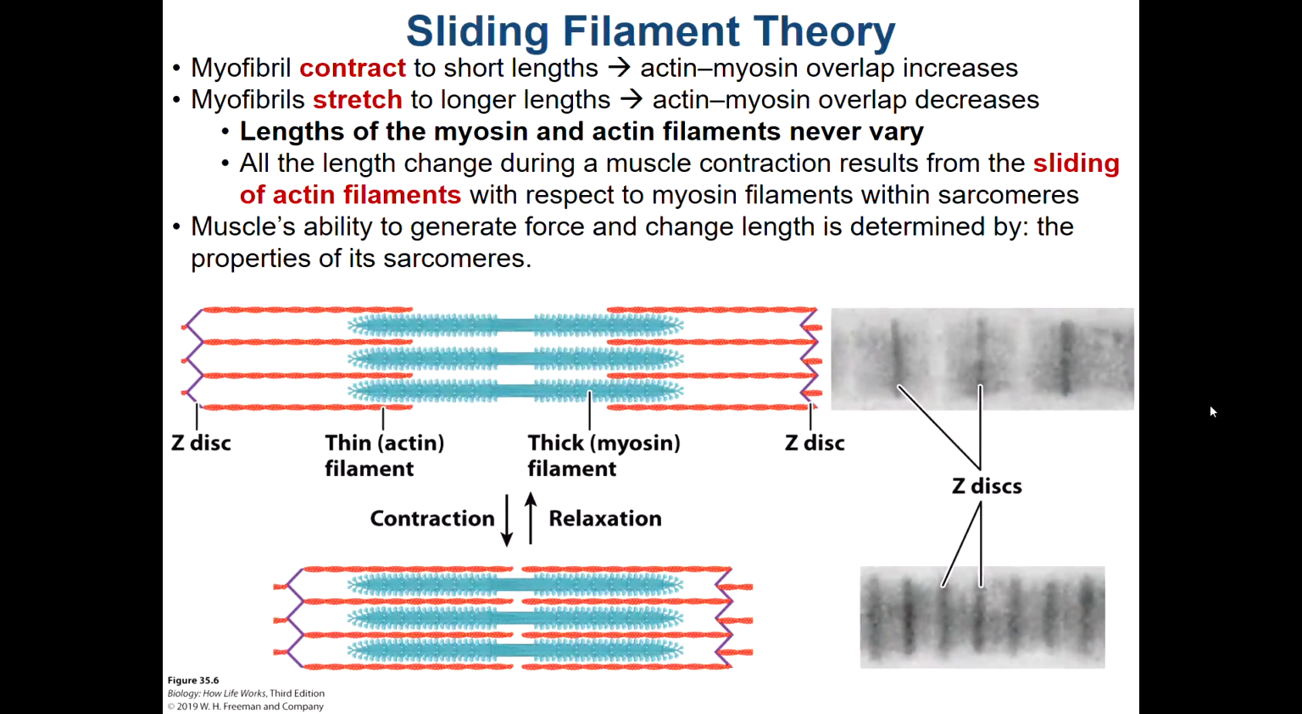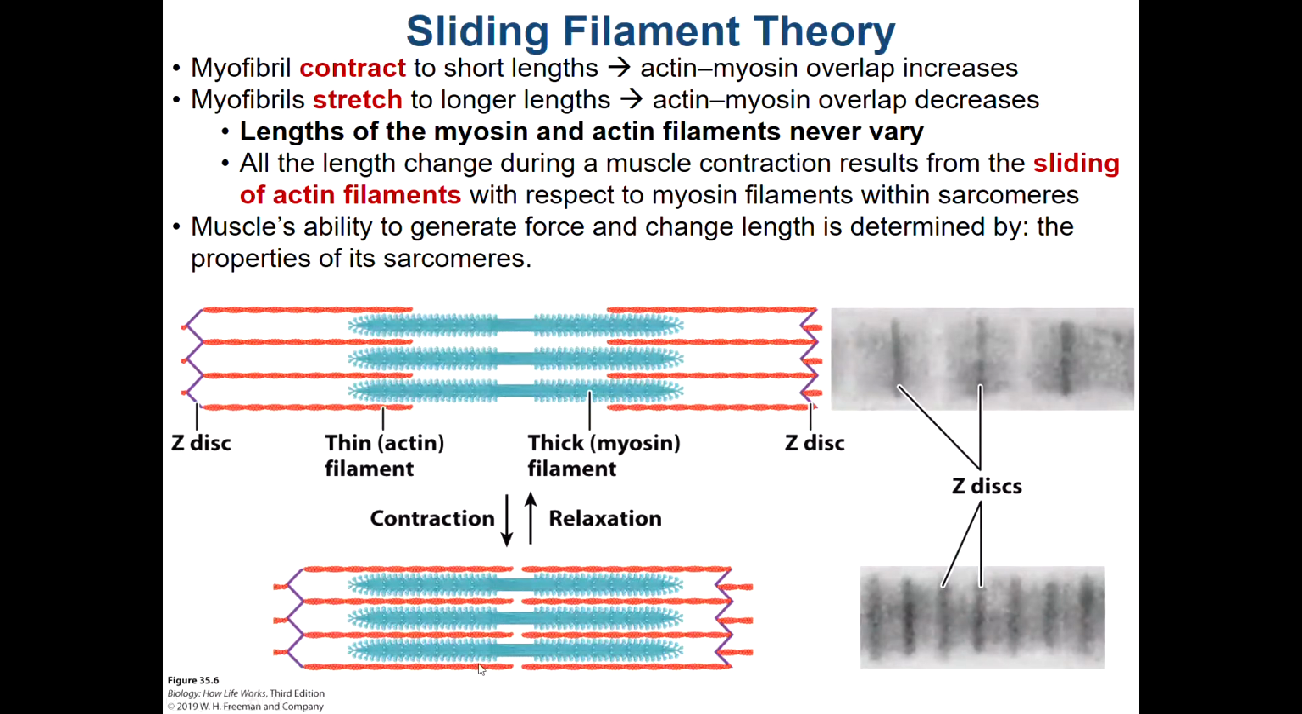Myofibrils contract to short lengths, and when you contract, the overlap between the actin and the myosin filaments increases, so more of them are overlapping. When the myofibrils stretch to longer lengths, the actin-myosin overlap decreases, so there's less overlapping. It's important to remember that the length of the myosin and actin filaments never varies. It's just the size in that middle region that changes.